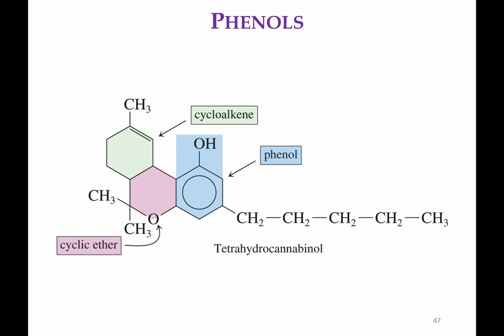This is a good one. It's been brought up. It's now legal in Michigan. This is vitamins T, H, and C. So vitamin A, vitamin B, vitamin THC. This is tetrahydrocannabinol. This is what's in cannabis that people like so much. So we have a phenol here, a cycloalkene, and a cyclic ether in these compounds.